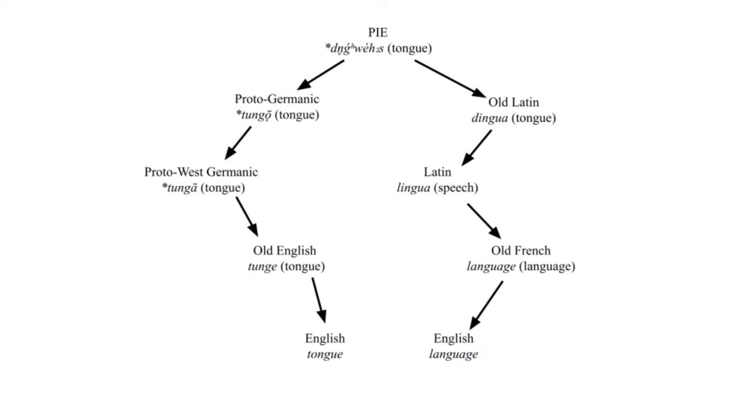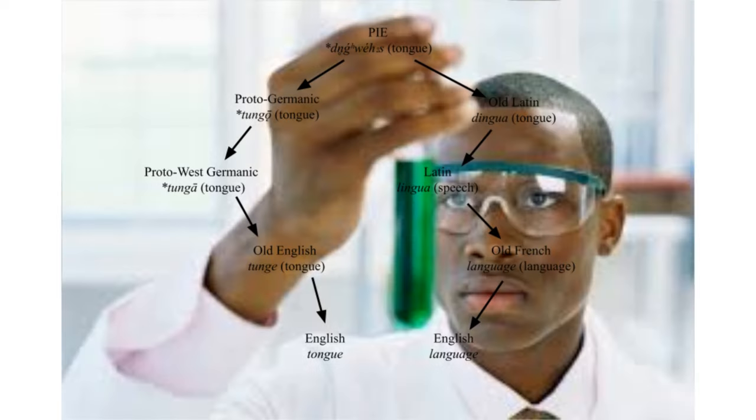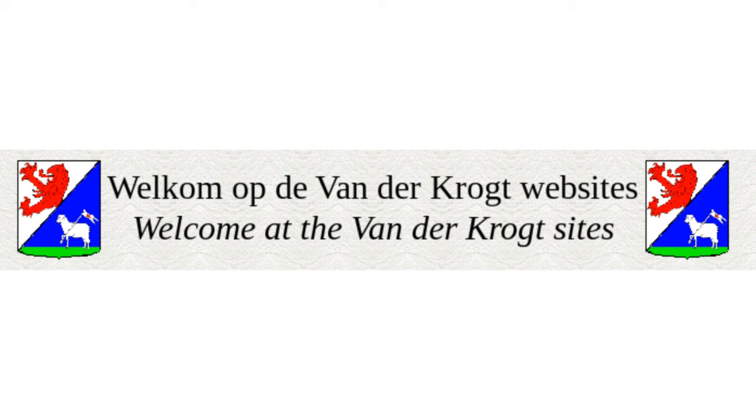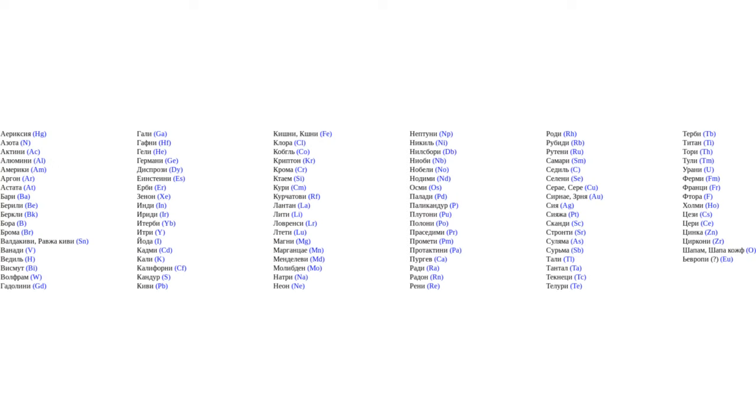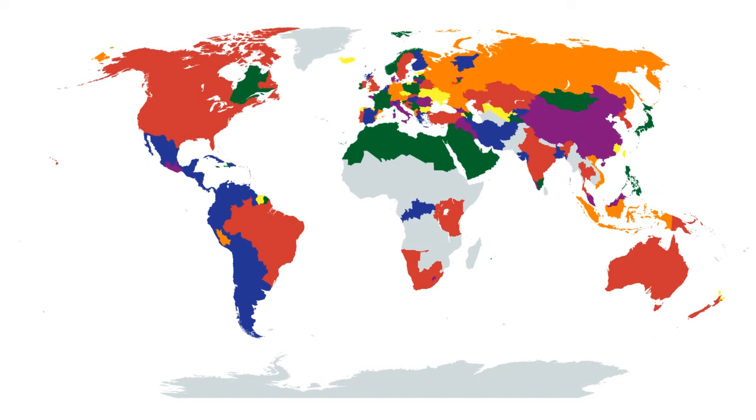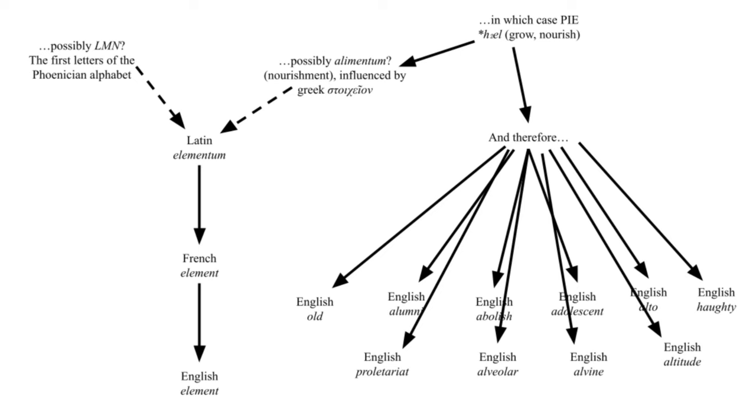Chemistry, language, do you like them? I do. What if we were to combine the two? That's where elements.vanderkrog.net comes in. It's a website which lists the names of every element in all 94 languages. 94 languages? And gives some info about their etymologies.